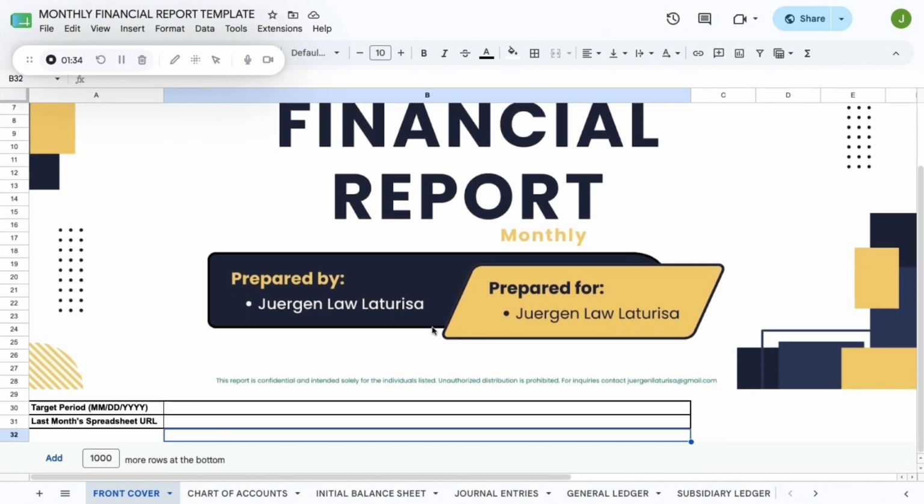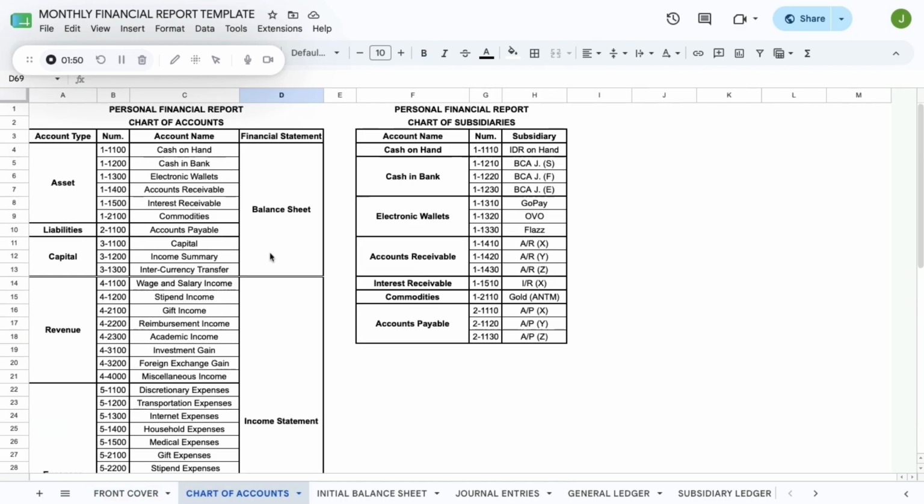If you scroll down, you'll see two boxes. There's the target period. Let's just fill in something like June 1st, 2026. I think that's reasonable. And for this specific box, we'll leave it for now. It'll be important later. Let's move into the chart of accounts, which is basically all the accounts and subsidiaries you would be using throughout the system.